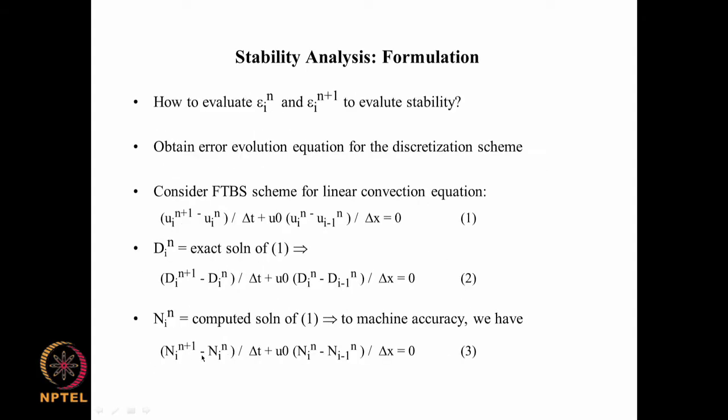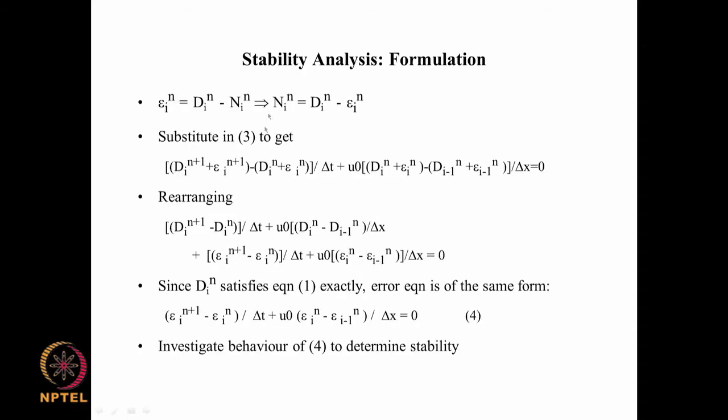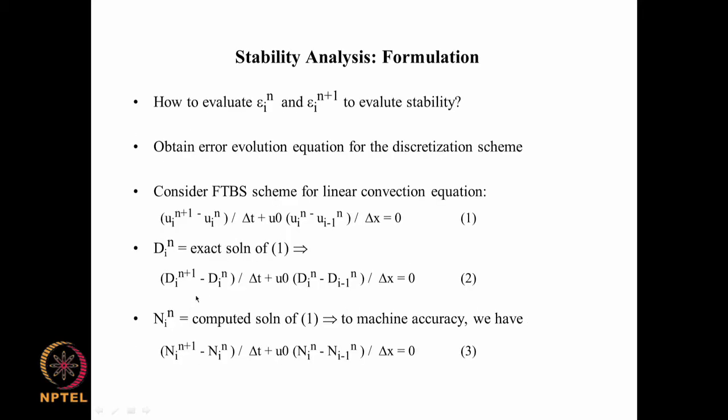Wherever you have n I n, you substitute d I n minus epsilon I n, and wherever you have n I n plus 1, you substitute d I n plus 1 minus error at I n plus 1, like that. If you do that, you get this equation, and if you rearrange this, bring all the d's together and then all the epsilons together, you get this equation. In this, the first part is exactly equal to 0, because d I n is the exact solution of the Gaussian equation, and we have also seen that here.